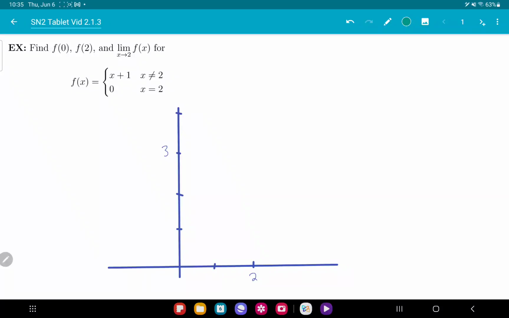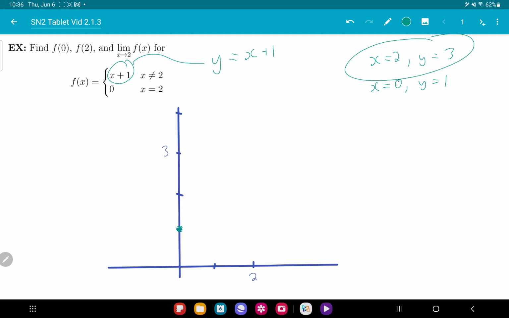Let's draw a picture of this function. So for x not equal to 2, I have to draw y is equal to x plus 1. So it's a straight line. The easiest way is to find 2 points and connect the dots. So x is equal to 2, y is equal to 3, x is equal to 0, y would be 1. So we have those 2 points.